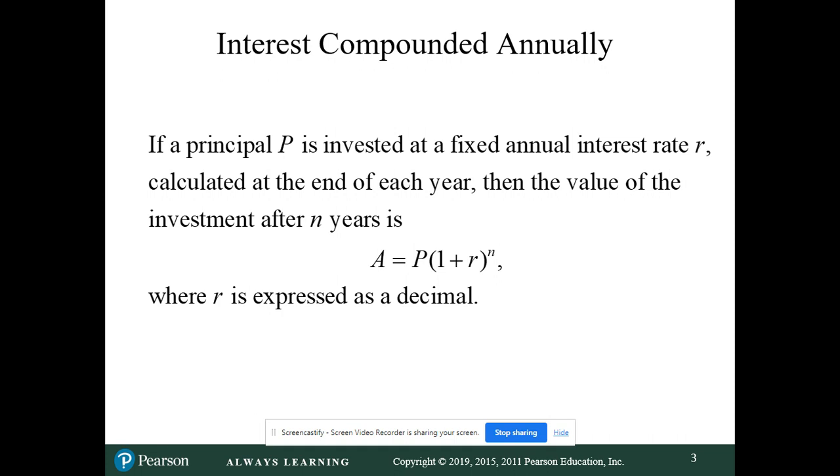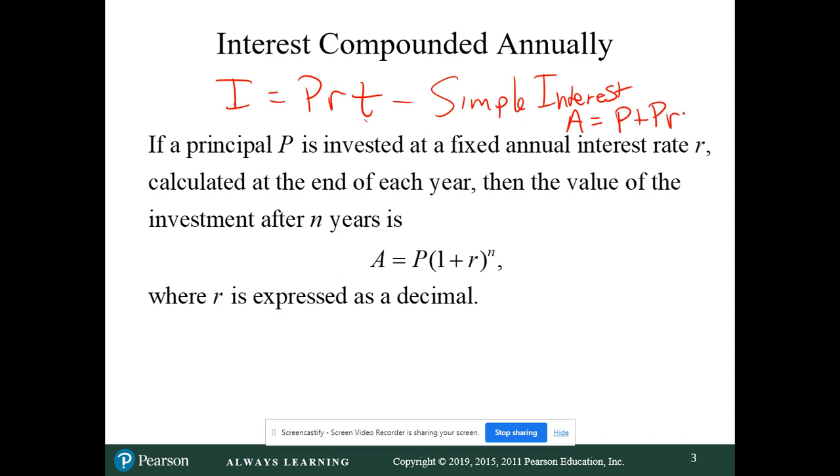All right. Interest. Regular interest. I equals PRT. Interest equals principal times rate times time. This is simple interest. Simple interest is I equals PRT. So the amount at the end of simple interest equals the principal plus the principal times the rate times the time. You'll actually have to know that for one of your problems. Okay? So that's simple interest.